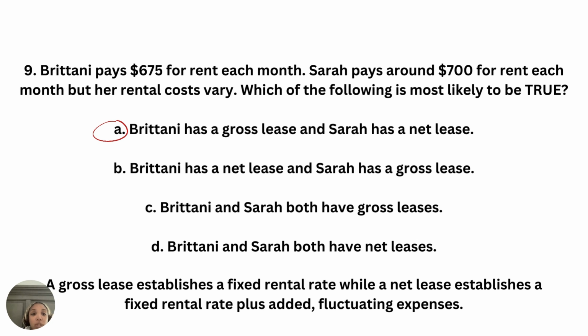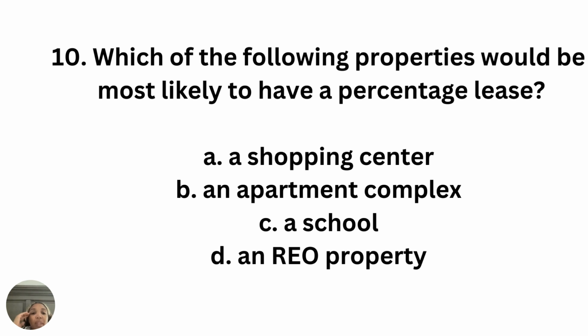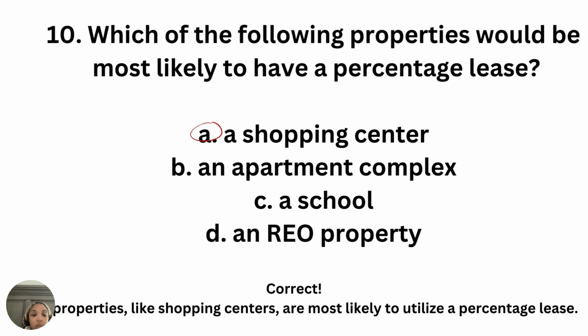Just give me an example to remember it. And then if it varies, it's automatically a net. Now, with this one, which of the following property will be most likely to have a percentage lease? A, a shopping center, B, an apartment complex, C, a school, or D, a foreclosure property, REO. It is going to be A.